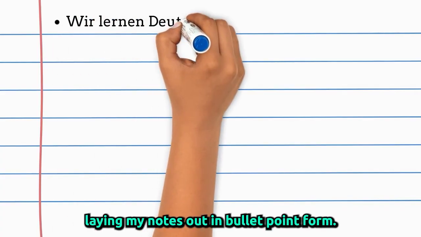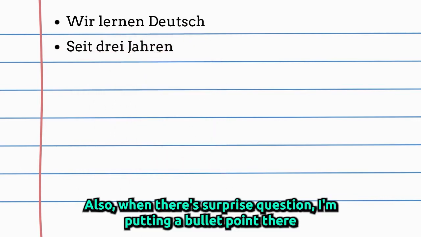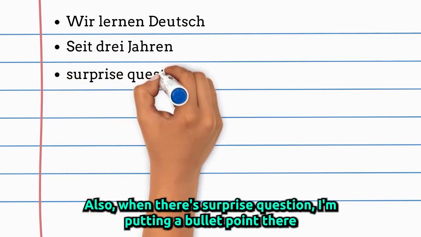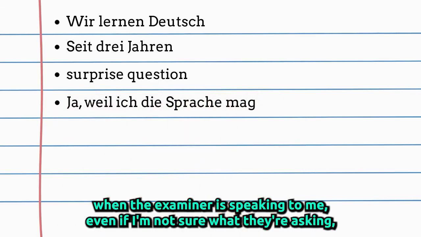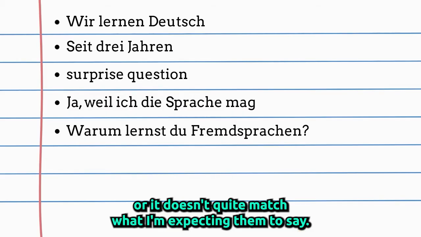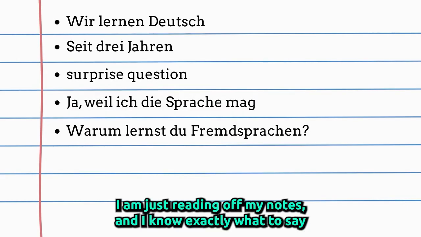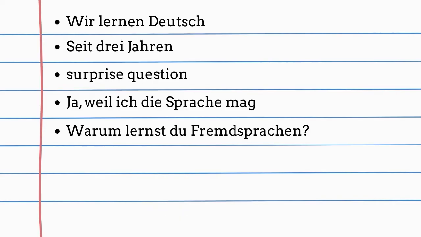As you can see, I'm laying my notes out in bullet point form. Also, when there's a surprise question, I'm putting a bullet point there. When the examiner is speaking to me, even if I'm not sure what they're asking or it doesn't quite match what I'm expecting them to say, I am just reading off my notes and I know exactly what to say when. And I'm keeping them as short and simple as I can.